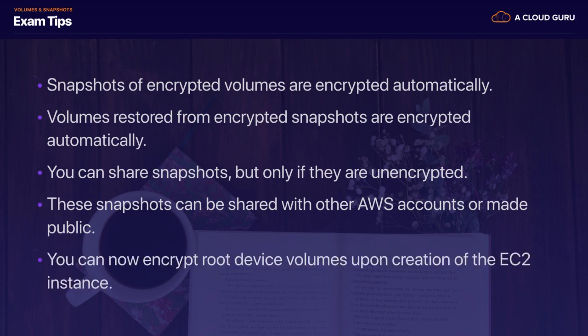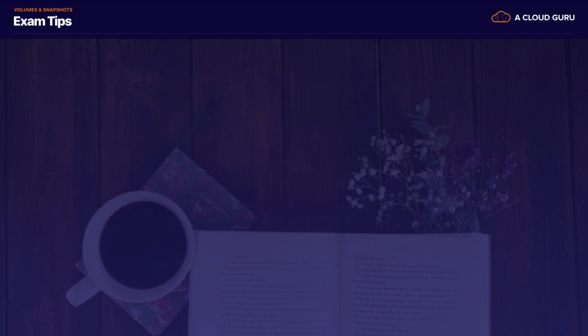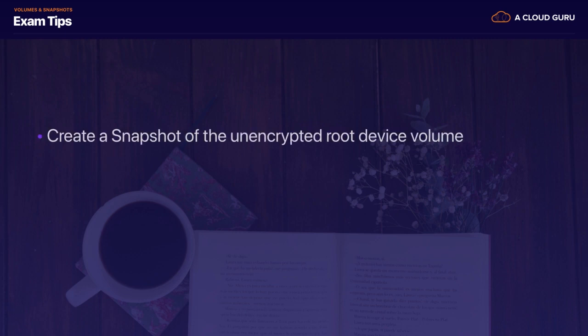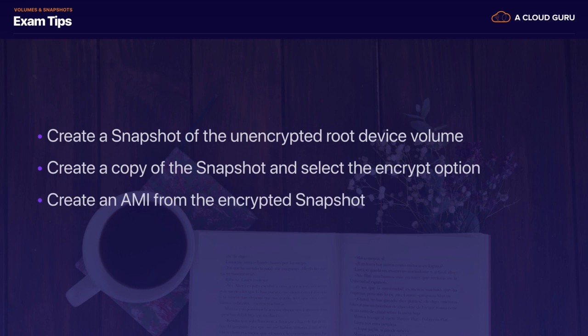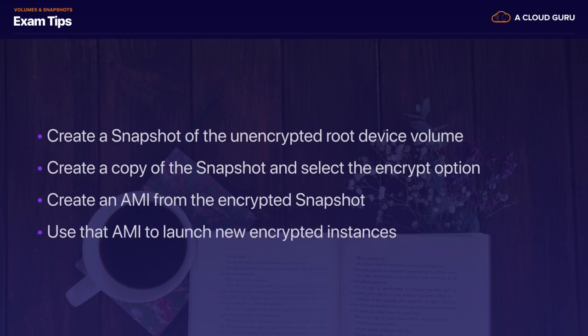And you can now encrypt root device volumes upon the creation of an EC2 instance. If for some reason you didn't do that and you had an unencrypted root device volume, the process for making it encrypted is to create a snapshot of the unencrypted root device volume. You then need to create a copy of the snapshot and select the encrypt option. You then need to create an AMI from the encrypted snapshot, and then you use that AMI to launch new encrypted instances.